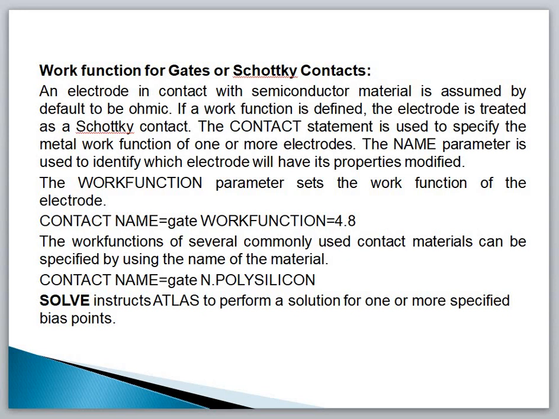Simply, you can define the work function in two ways. You can directly write the work function, for example, I have written 4.8 at the gate terminal, or you can use the material name also, for example, aluminum and polysilicon. You can use any material which has already been mentioned in the Silvaco TCAD tool.